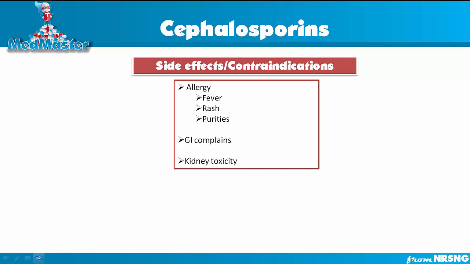This medication can also cause kidney toxicity, so you really want to monitor kidney function if a patient is on this antibiotic. You want to monitor creatinine and BUN to make sure the kidney functions are good. And you do not want to give this medication to any patient whose kidney function is impaired. So those are the side effects and contraindications.